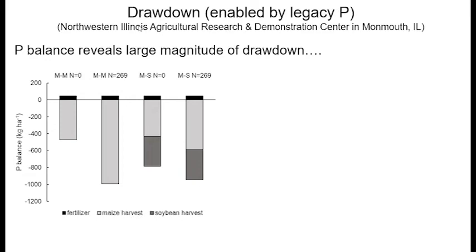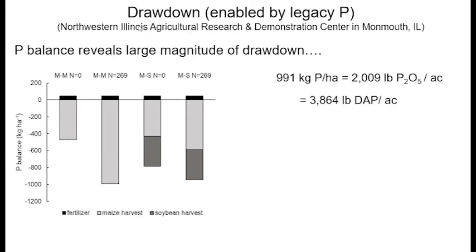Over those 36 years, there's only a one-time application of DAP of 200 pounds per acre. So that's what you're seeing here. And then we're taking off this amount of phosphorus over those 36 years. So a pretty big deficit, a pretty big negative balance. And this seems kind of insane. It's roughly equivalent to having exported almost 2 tons of DAP per acre over 36 years.